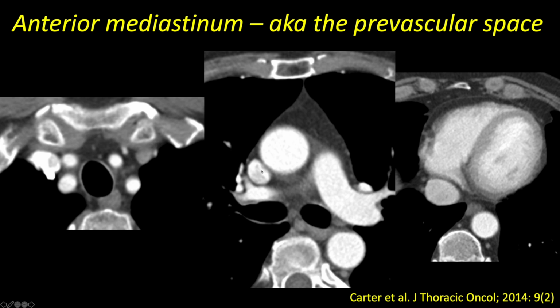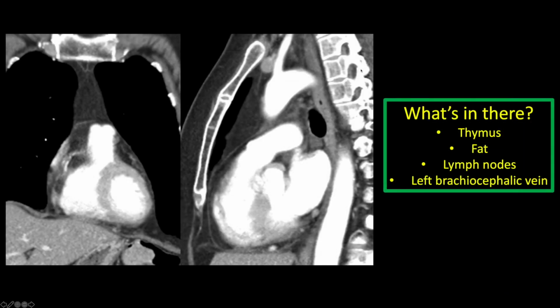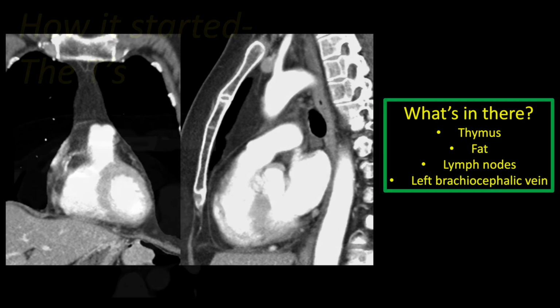It's bounded by the parietal pleura on the lateral aspects. Posteriorly, it's bounded by the pericardium and the great vessels, and anteriorly by the sternum. I think multiplanar reconstructions show the space nicely. It's this space right here. What lives there? Well, the thymus, which involutes to fat in most adults, fat, lymph nodes, and the left brachiocephalic vein. It's a fairly straightforward space in terms of normal structures.